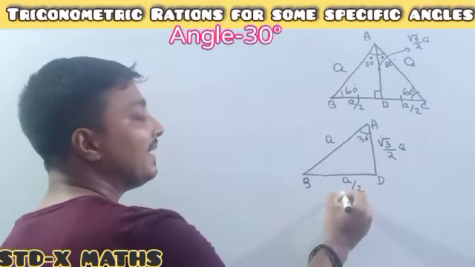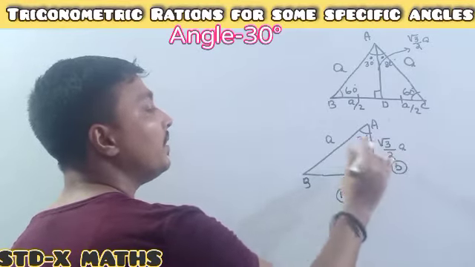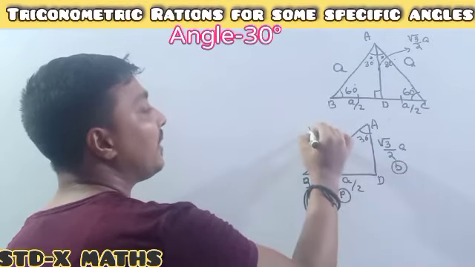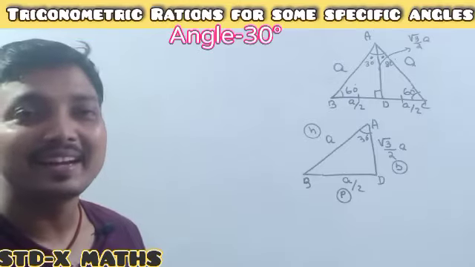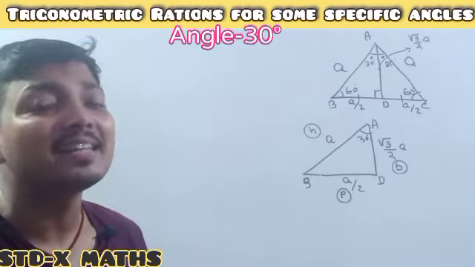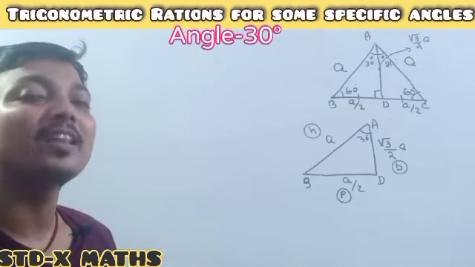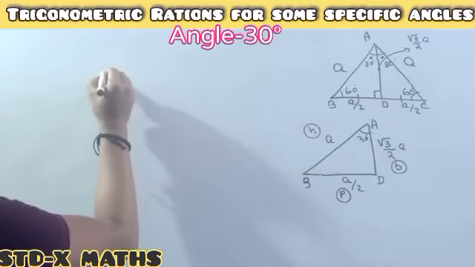So for 30 degree, this one is P, this one is B: opposite side P, adjacent side B, and the longest side H. So P, B and H, everything is ready. So now our work is, we just have to find out the 6 trigonometric ratios by putting the respective sides.